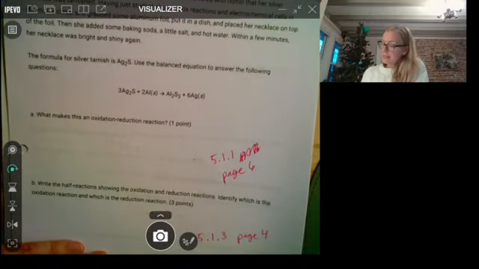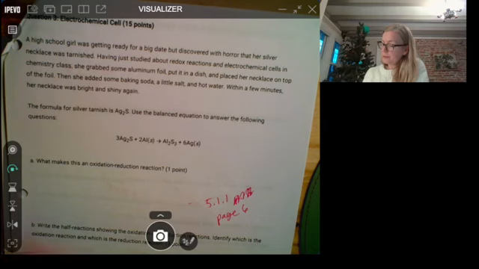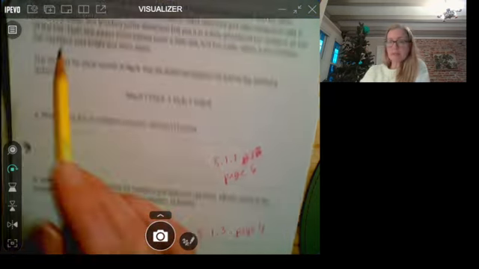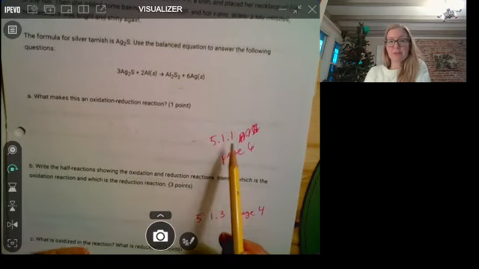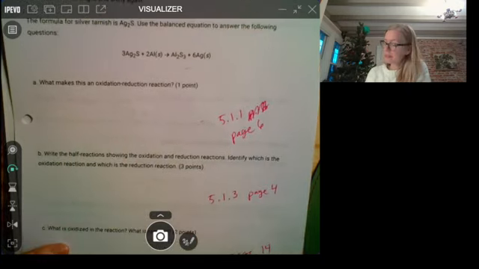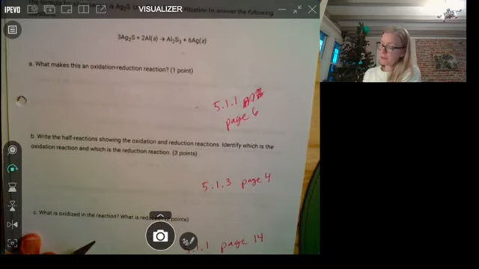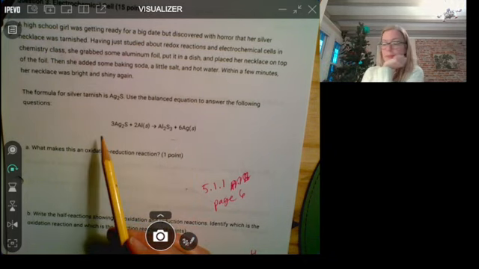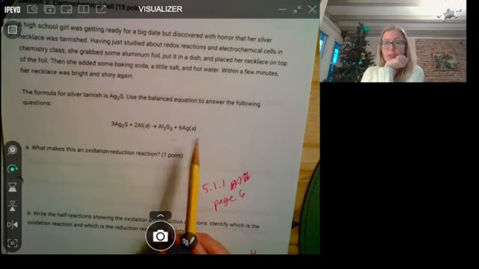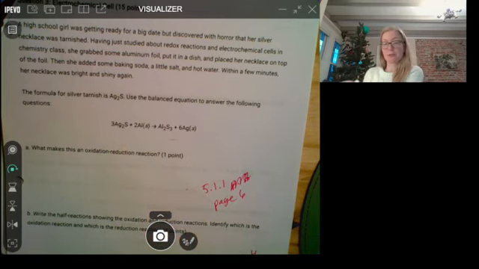All right, then we have an example of an electrochemical reaction going on. Here's the equation. Just read this to yourself. What makes this an oxidation reduction reaction? You can look back at 5.1.1, page 6. Write the half reactions, okay? So you're going to have to figure out what was oxidized, which one had a charge that went up, and which one had a charge that went down. And then one of the elements, the charge didn't change, okay? And that's not going to be included in B.